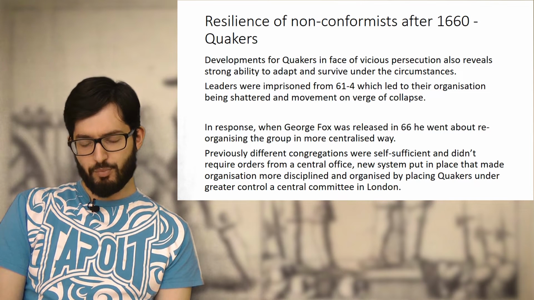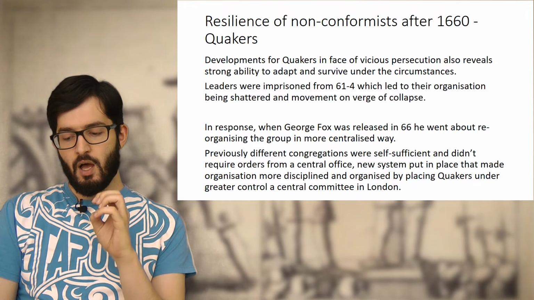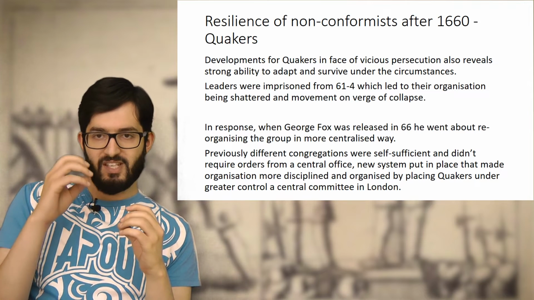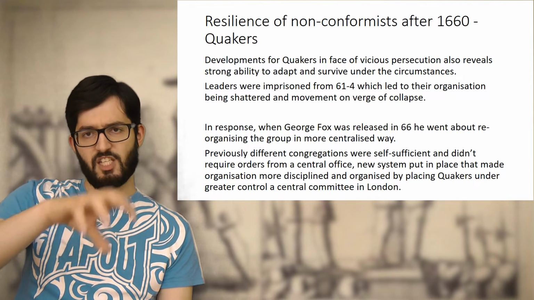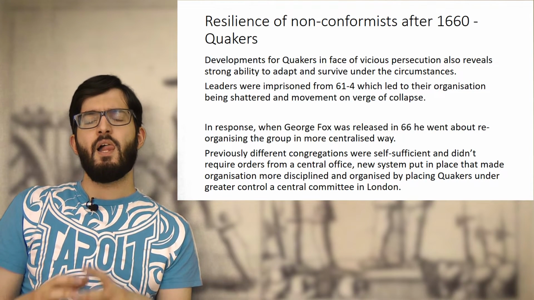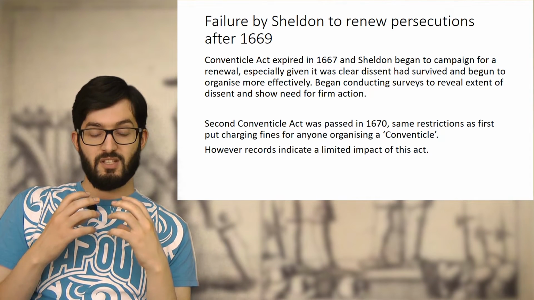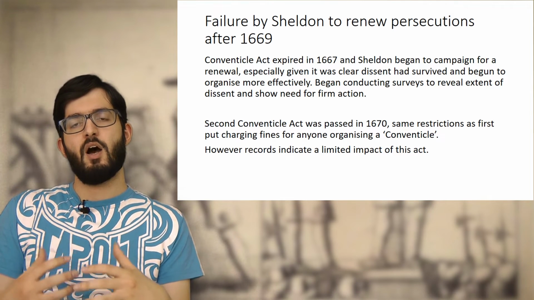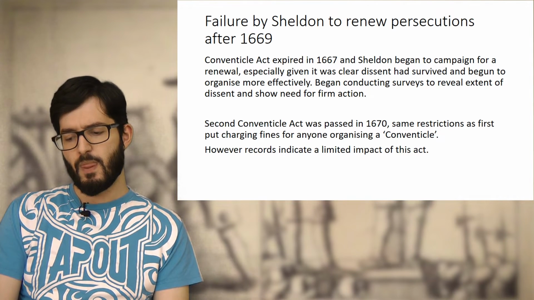A new system was put in place by George Fox when he comes out of prison that makes the organization more disciplined. He organizes it by placing Quakers under greater control of a central committee in London. And so they assert greater national control over their various disparate groups to make them more resilient in the future. As a result, you can make an argument that one of the reasons why dissent survives this time period is because dissenting groups themselves find ways to adapt and become more resilient in the face of this persecution. And those are a few of the examples you can mention.